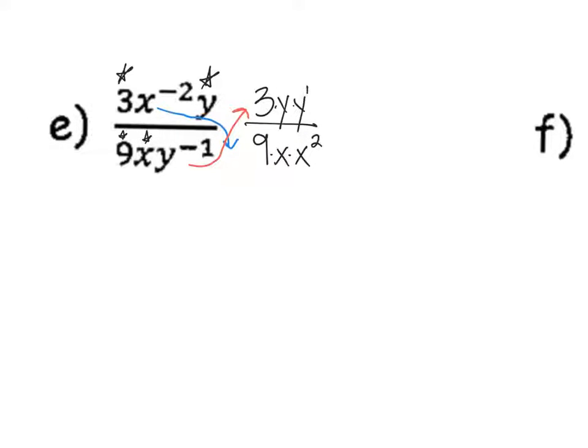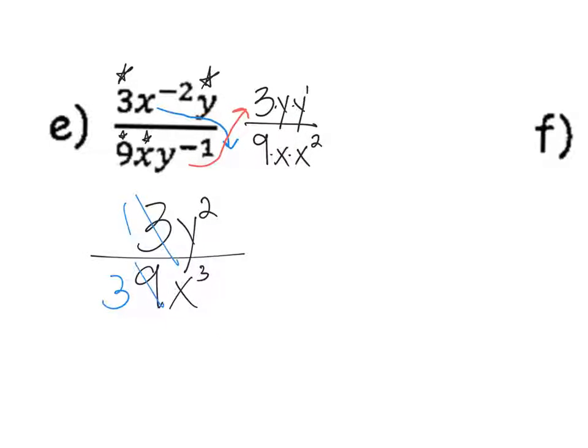Now do your combining, simplifying. On top I have what? 3YY. What does that simplify to? Okay. On the bottom, the 9, what do I have? 9x to the third. Do you see anything there that I can simplify or reduce? 3/9. 1/3. Here's your final answer, people. Y squared is alone on top. 3x to the third is on the bottom.